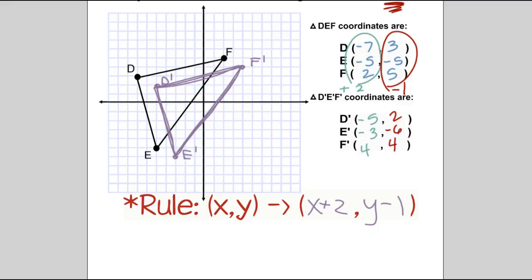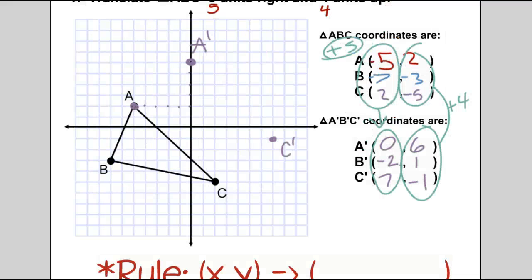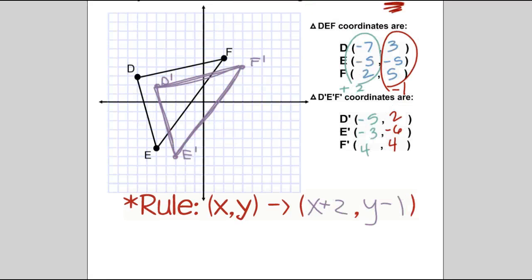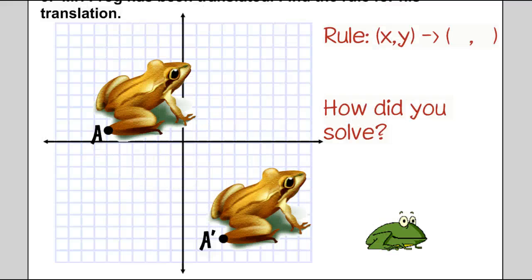What's the rule for example 1? X plus 5, and y plus 4. Up is plus. Down is minus. X plus 5, y plus 4. And x plus 2, y minus 1. So now we made the translation. The translation's already done, and now you have to write the rule.